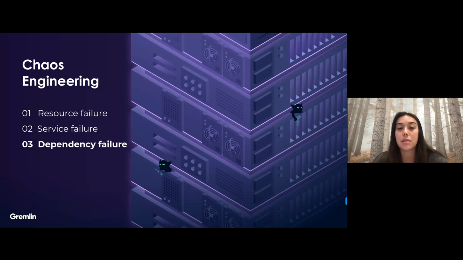Next, we like to move to dependency failures, so dropping network traffic, changing DNS, increasing latency, and packet loss. What happens if a dependency is unavailable? What happens when the network is bad? Can my service handle things asynchronously?